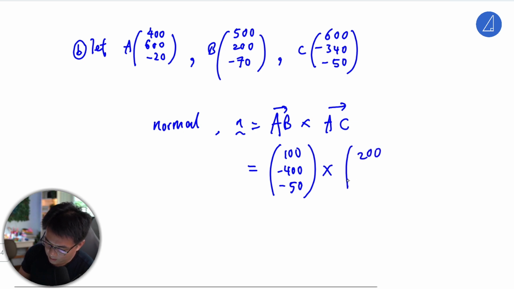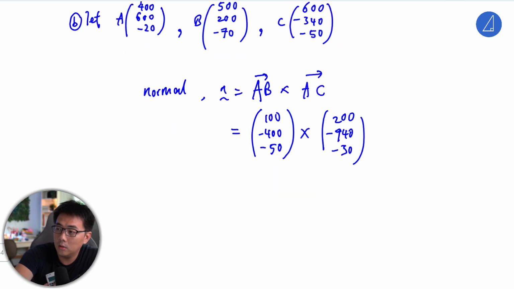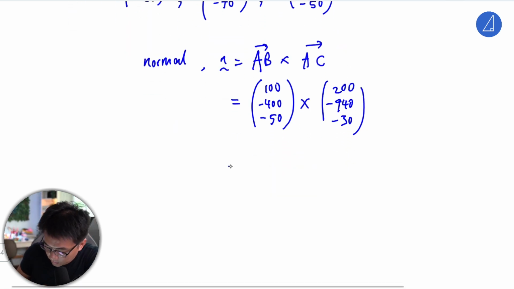Then negative 940 and minus 50 minus 30. Okay, that's it. So I don't want to deal with such a huge number, so what I'm going to do is just factorize the 50 for the first one. So I'm going to take 50 out. That will be 2, minus 8 and negative 1.